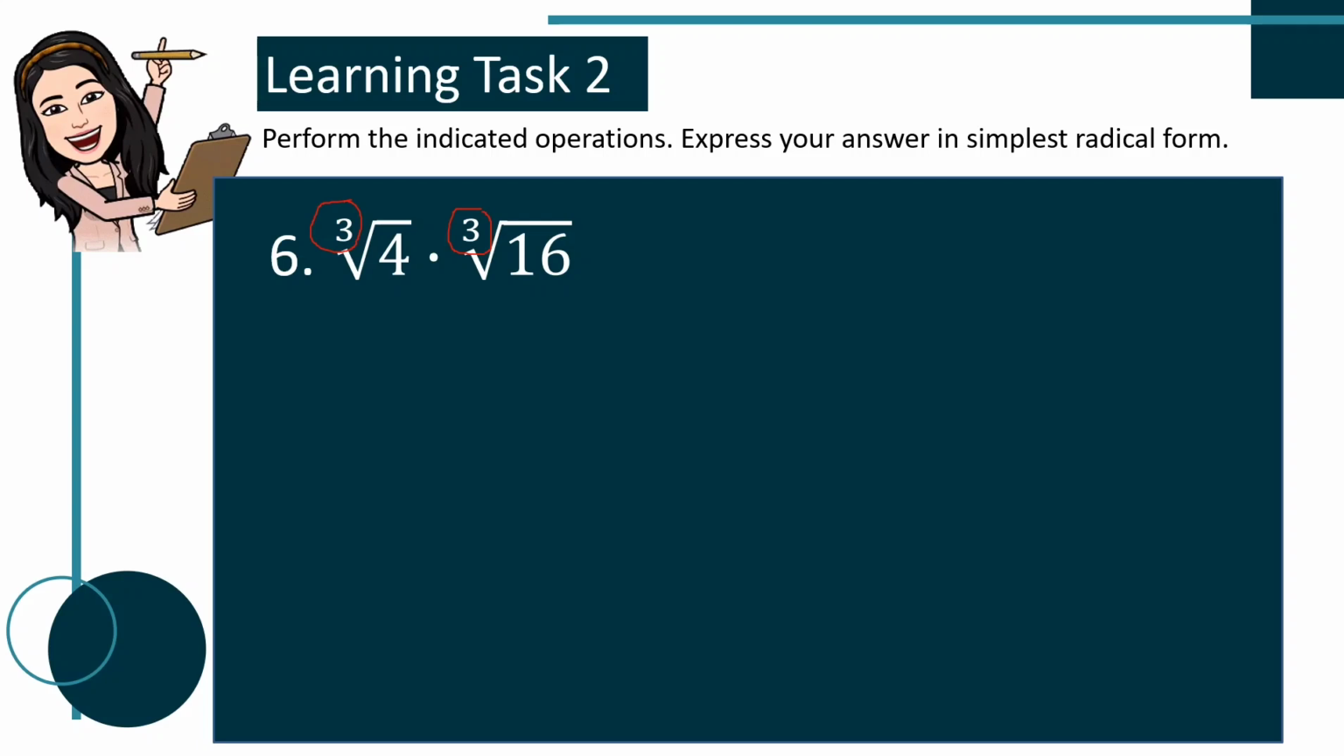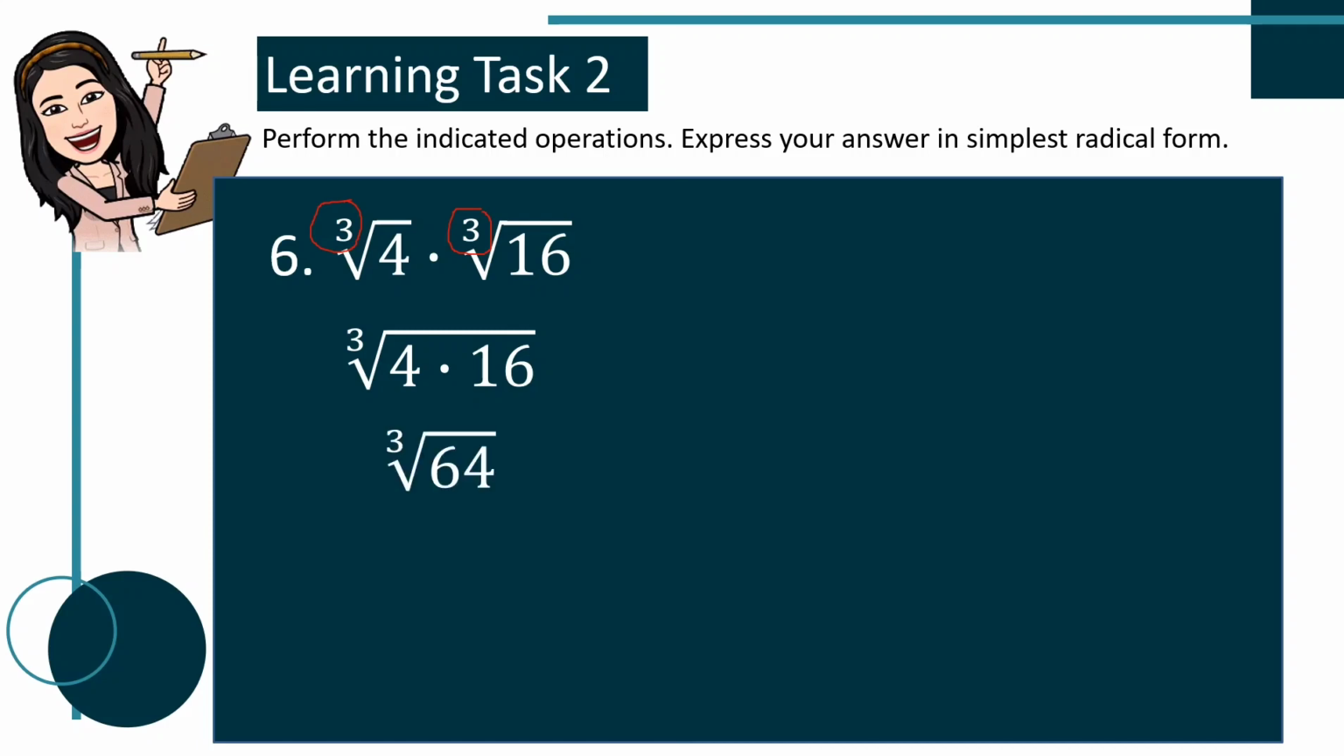Okay? So here, paano ba tayo mag-multiply ng same indices? Madali lamang. Kukopyahin lamang natin ang radical and then multiply the radicands, 4 times 16. Ganyan lang po ang mangyayari dyan. Now, let us multiply 4 times 16. That is equal to 64.